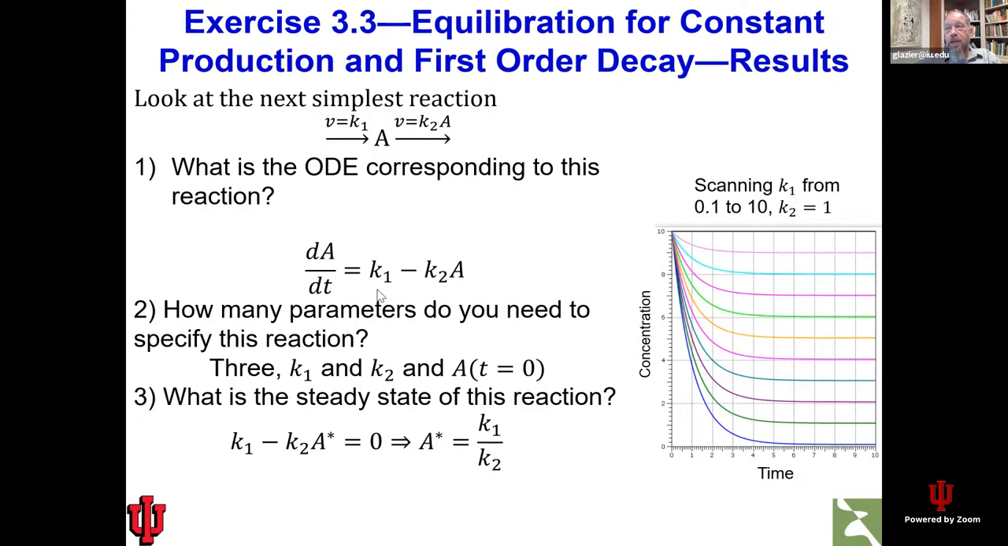Here we go. K1 minus K2 A. We set the steady state. We set this to zero on the left. We solve for A star. We just get K1 over K2.